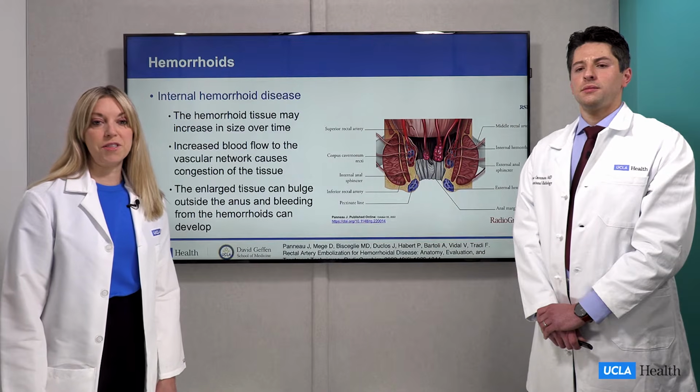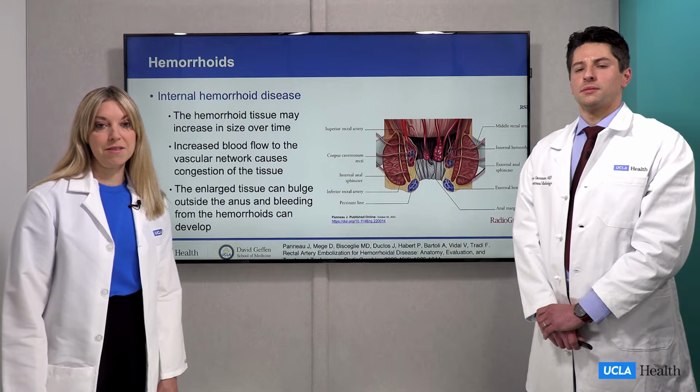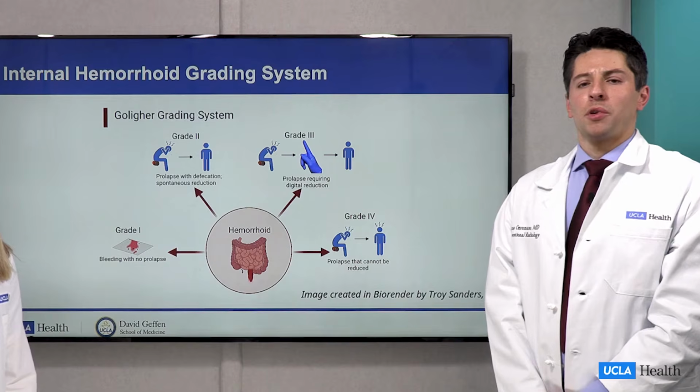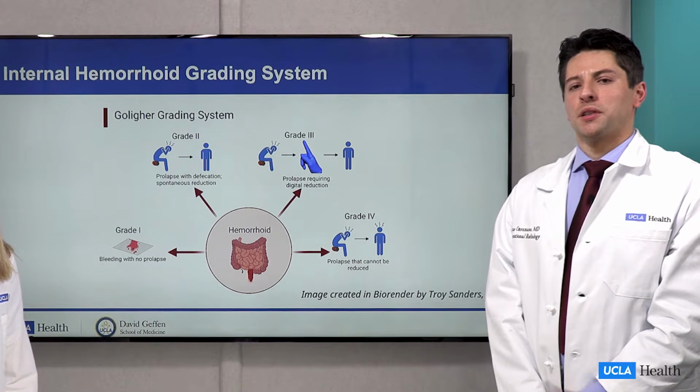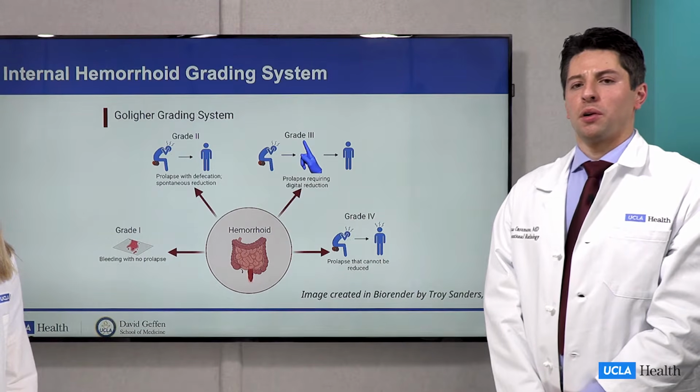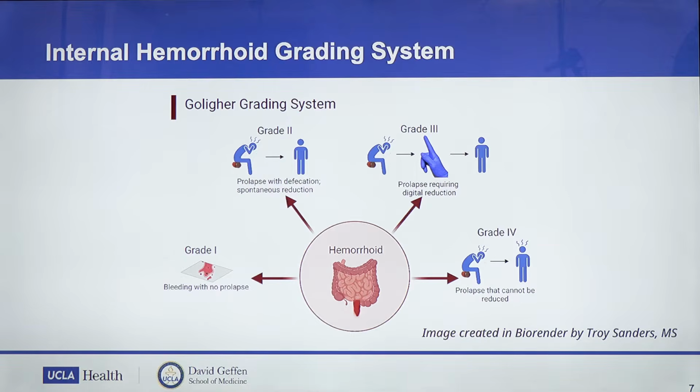Over time, the hemorrhoid tissue may start to increase in size, and there's increased blood flow that can occur to the vascular network in the area, causing congestion and swelling of the tissue. This enlarged tissue can then bulge outside of the anus, and bleeding can develop over time. Hemorrhoids are graded by their degree of prolapse on a scale from 1 to 4. Grade 1 hemorrhoids have no significant prolapse, whereas grade 4 hemorrhoids are severely prolapsed and cannot be pushed back inside the anus.